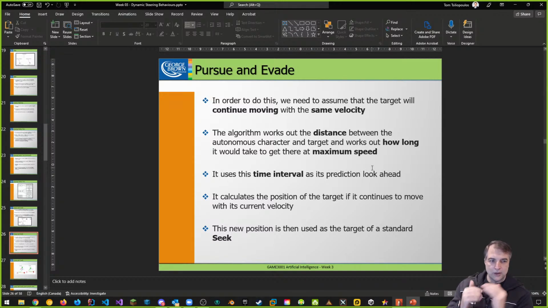So it says, okay, I want to calculate how long it's going to take me to get to the target, keeping the target's rate of speed in mind. Imagine if we somehow had an inherent knowledge of our target's rate of speed, like some kind of radar gun, and I can know inherently how fast the target is moving. I can predict where it's going to be. We can do that with our eyes too, just not as accurately. The new position is then used as the target of a standard seek. So now we seek to that new target, where you're going to be, compared to where you are right now, because that's more accurate.